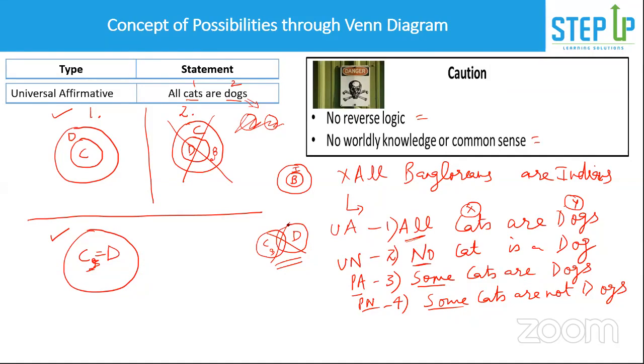So every time you get a universal affirmative statement, you have to remember that there are only two possibilities from that. A lot of people are saying, no, this is not possible. You're all correct. That means if I get a statement like universal affirmative, all cats are dogs, I can only draw these possible diagrams. Okay. Now let's move ahead, guys. Let's look at another type of statement.